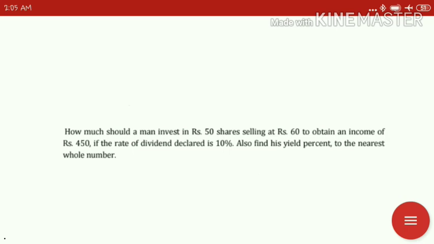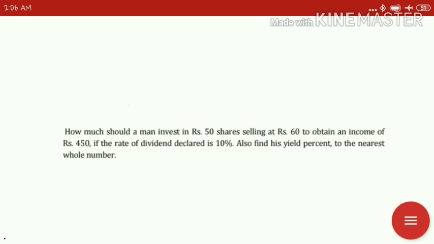This question says: how much should a man invest in rupees 50 shares selling at rupees 60 to obtain an income of rupees 450 if the rate of dividend is declared 10%? Also find its yield percent to the nearest whole number. So, how much should a man invest?